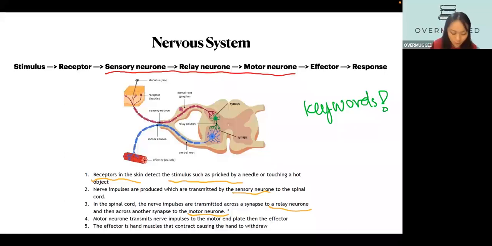Okay, continue. After we talk about these 3 neurons, then it is the effector. So effector here is the hand muscle, and then we talk about the response itself, which is that the hand will withdraw, right? So this is a very complete answer, a very complete part for nervous system.